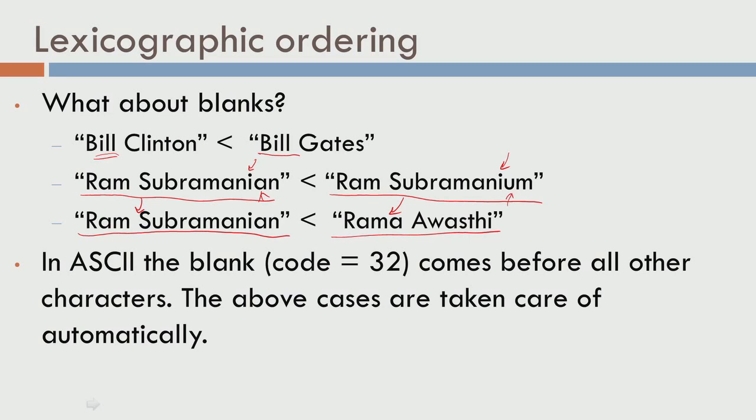So, the code for lowercase a is 97. The code for space is 32. Since space comes before any valid letter in the sequence of characters, Ram space Subramanian is less than Rama space Avasti.